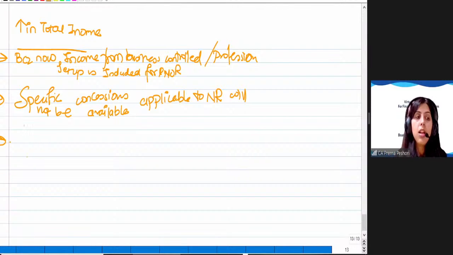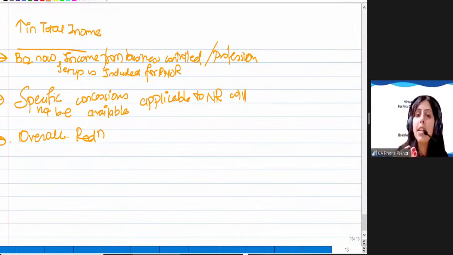Third, overall reduction will happen if a person becomes RNOR under category 2 and category 3. Overall, he will have very limited years once he comes and finally settles down in India. Because even if a person has not come ever to India under category 3, he will be considered as RNOR. Say in future, he comes down to India, then the 2 out of 10-year limit will reduce for that person. So there will be overall reduction of RNOR status. Clear?